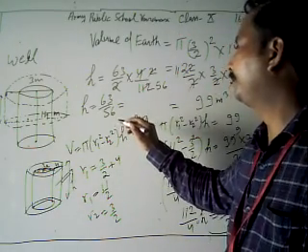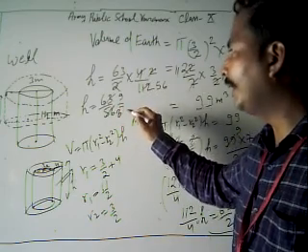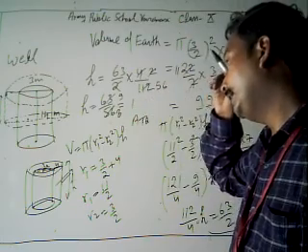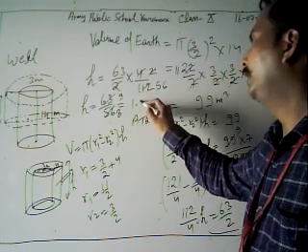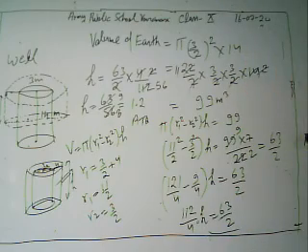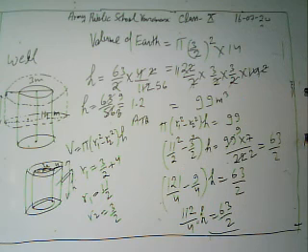7 9 63, 7 8 56, means 9 by 8. What is the value of 9 by 8? 8 1 8, 8 2 16. And then look, what we have? 9 by 8, it's 8 1 8.